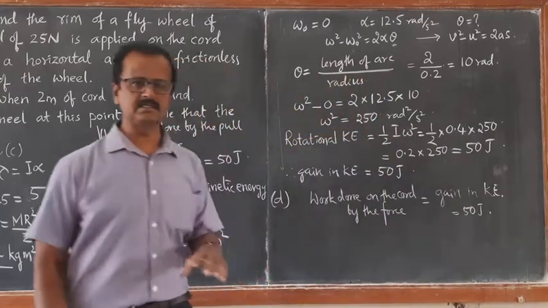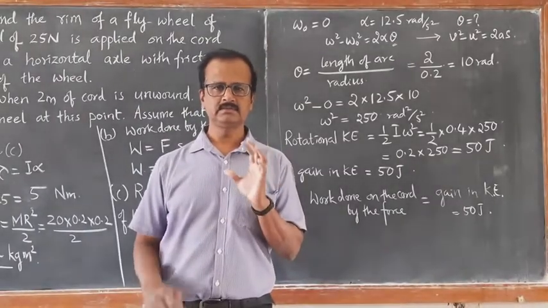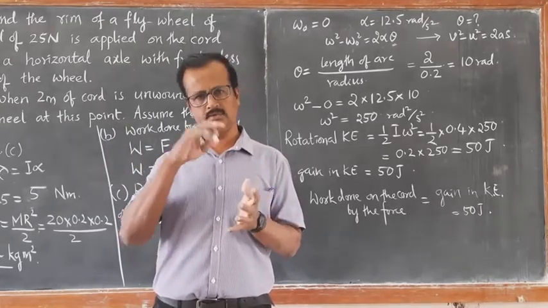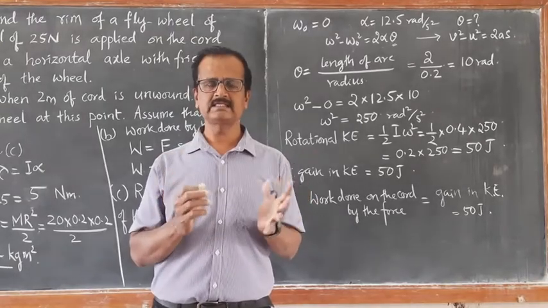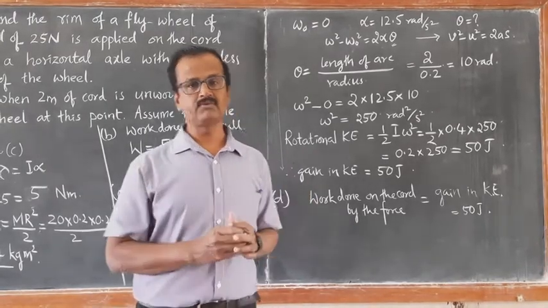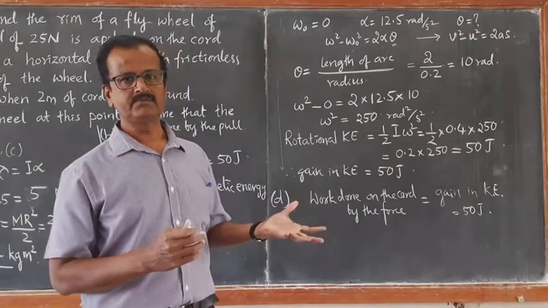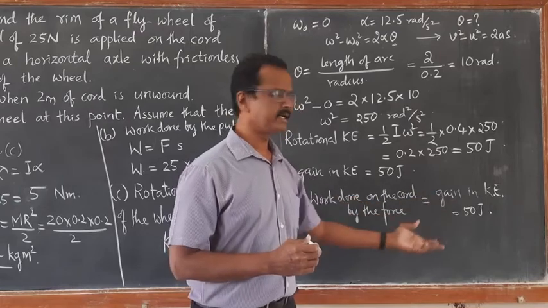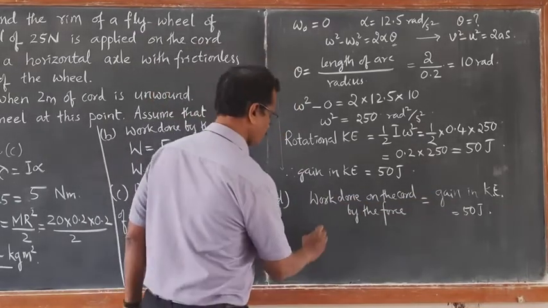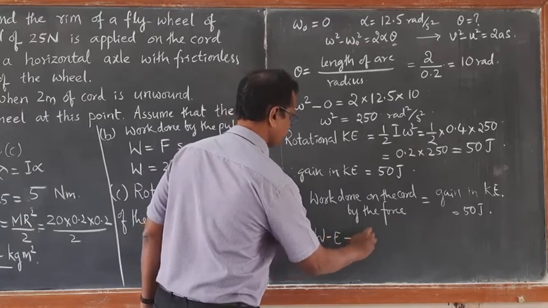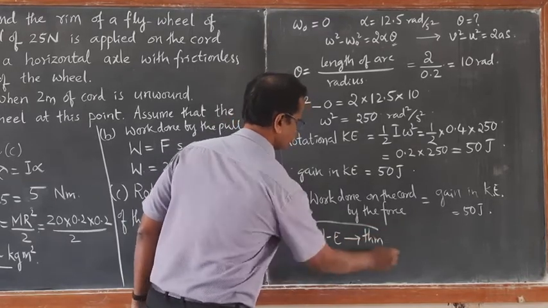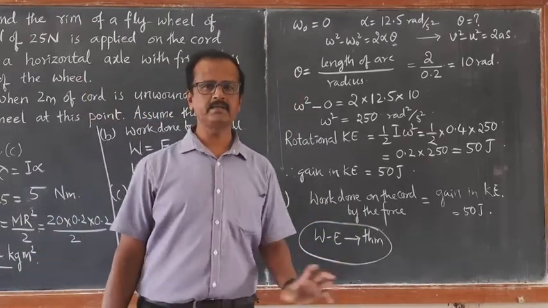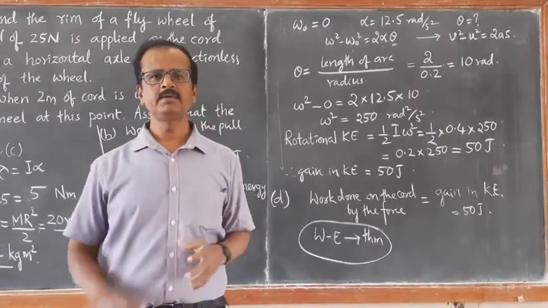Since it is frictionless, the bearings of the axle are not having any friction, so the rotational motion of the flywheel is frictionless. Therefore, there is no loss of energy in the form of friction. Therefore, work done on the cord by the force is equal to gain in kinetic energy, which is the realization of the work energy theorem when there is no friction. Okay, so this is how we can make any problem simple with the knowledge of rotational dynamics.